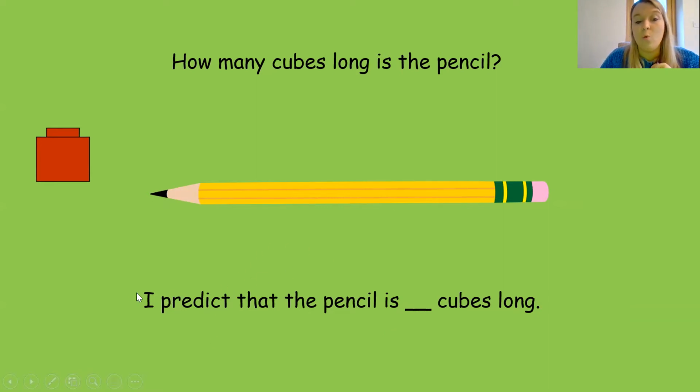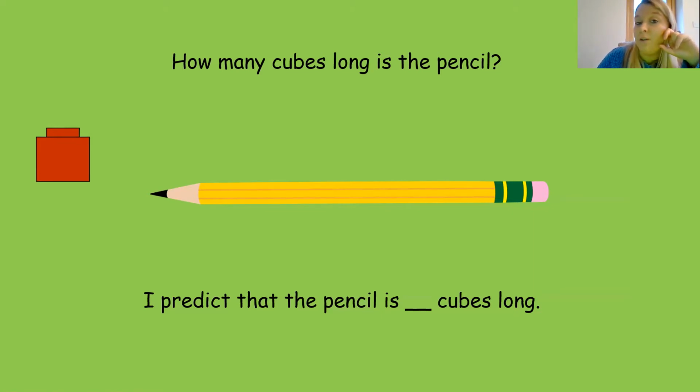When you make your prediction, I want you to make it in this sentence. I want you to say it out loud. And when you're doing your own, if you wanted to, you could write this sentence, or a grown-up could write the sentence and you just fill in the gap here. So the sentence is, I predict that the pencil is cubes long. Okay, so I want you to make sure you answer in a full sentence. And when you do your own, as I said, if you write it down, make sure you say it out loud as well. So can you make a prediction now, and make sure you use the full sentence to make the prediction.